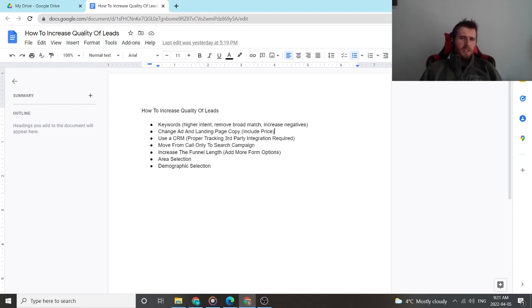Another thing is increase negatives. I see this a lot again with broad match, and it's really difficult to do if you're just running broad match because broad match can target everything. So negatives, would they help with broad match? Yeah, but it's like how much? Because there's just so many keywords being typed.